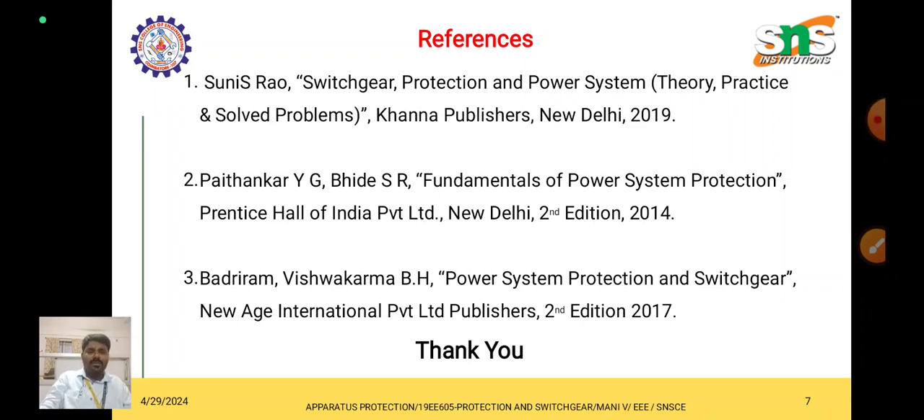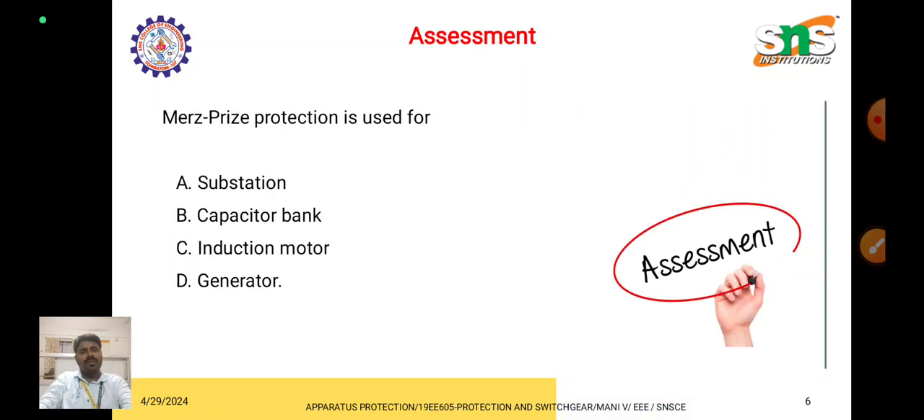Why is the Merz-Price circulating current scheme more important in the alternator as well as the transformer? The current is circulated inside, which is mainly to protect against earth faults, that is, phase to earth faults as well as phase to phase faults.